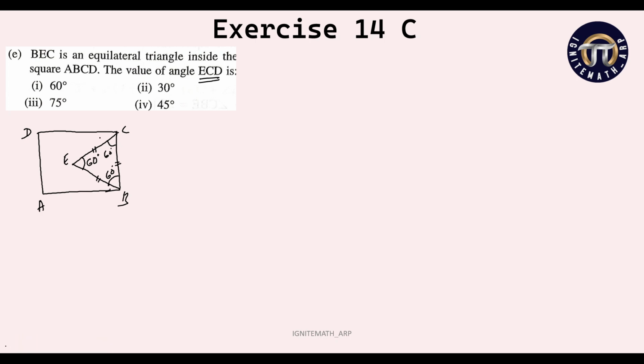ECD, how much is this? This angle is the question. Clear, children? You know that this complete angle is 90 degrees. Why? Because it's a square. Out of that, this alone is 60 degrees. So this is supposed to be how much, children? It is supposed to be 90 minus 60, that is equal to 30 degrees. So 30 degrees is the right answer. Clear, children? Now let me take the next question.